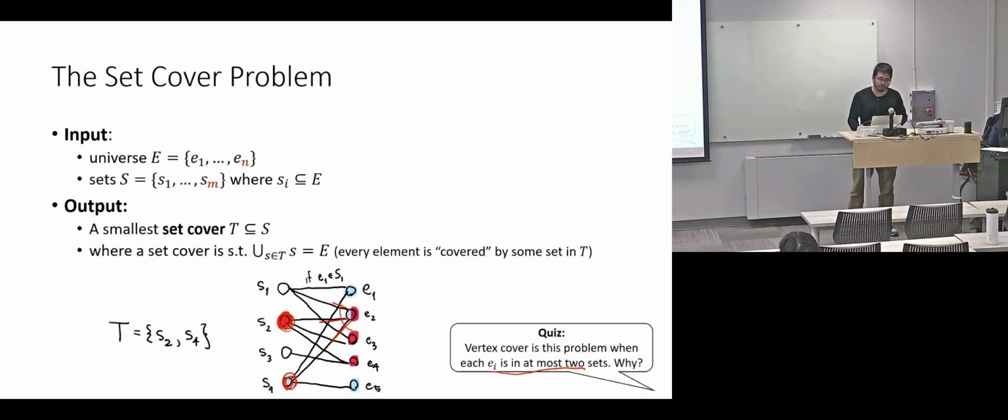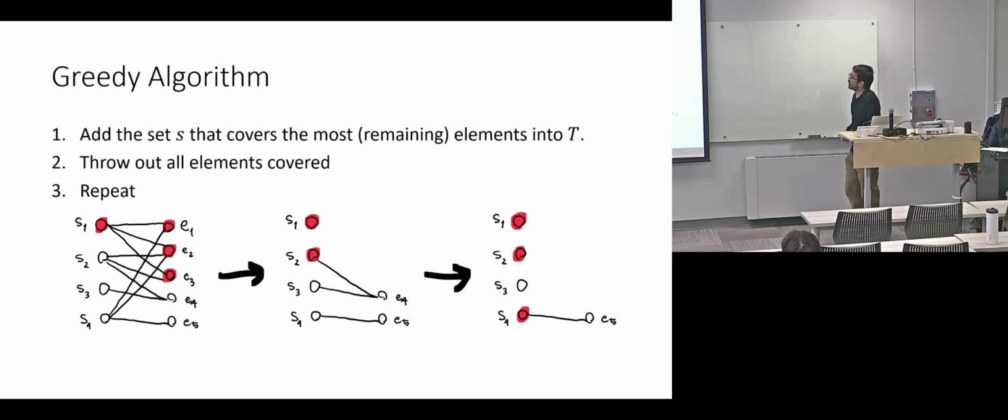Okay. So now, there is a really simple greedy algorithm for this problem, which just does the following. You look at your instance, and then just choose the best set. As in, choose one set S that covers the most of the remaining elements.